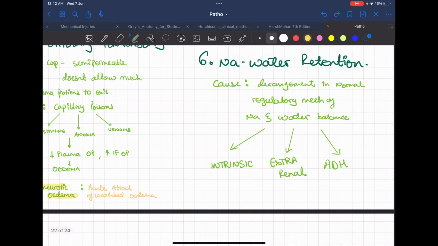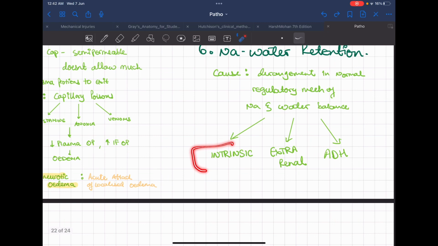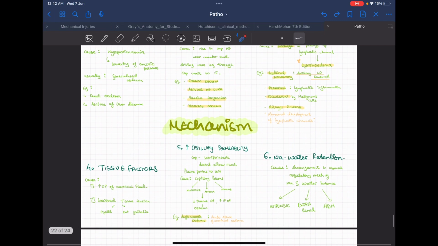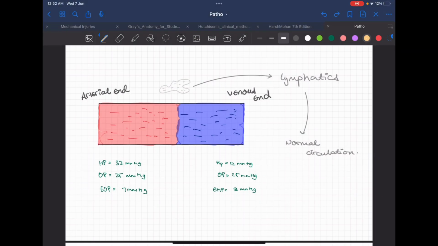Then we have sodium water retention. Sodium water retention is nothing but the derangement in the normal regulatory mechanism of sodium and water balance. This we have learned in physiology, but yet I will be explaining this in detail in the renal edema video. So again, there are 3 ways to control it: intrinsic mechanism, extrarenal mechanism, and ADH mechanism. So these are 6 mechanisms. Let us just summarize all of this. Let us understand all the mechanisms through a basic diagram.